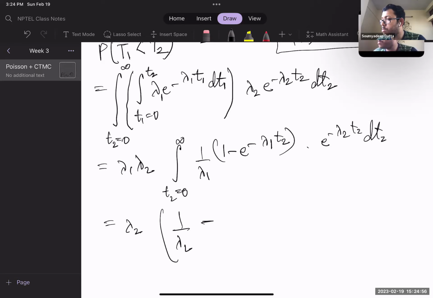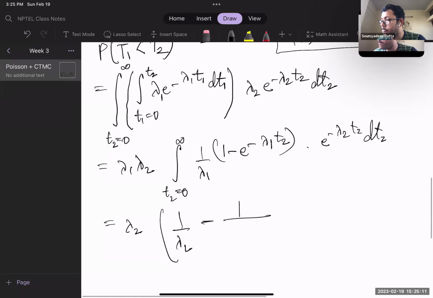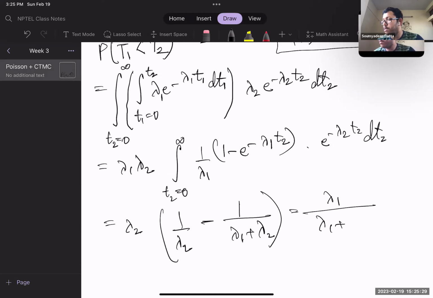Minus, so lambda 1 cancels out, minus 1 upon lambda 2 minus, so this will be e to the power minus lambda 1 plus lambda 2 T2, right? If I multiply these things, so this will be 1 by lambda 1 plus lambda 2, right? So then if you take LCM, we will be left with, I think, lambda 1 by lambda 1 plus lambda 2. This should be the answer.